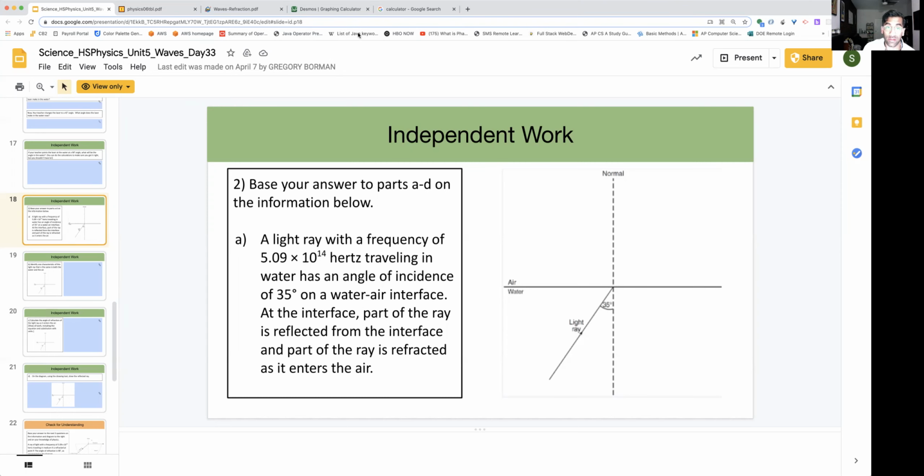So that is my support lesson. I hope this helps with problems having to do with indices of refraction, and I will see you next time.